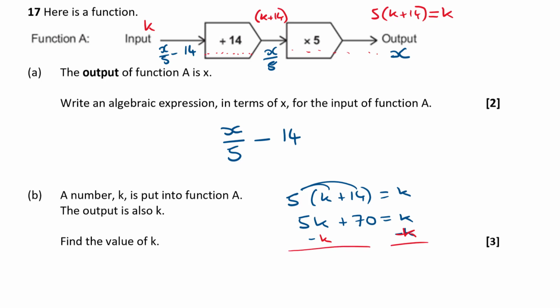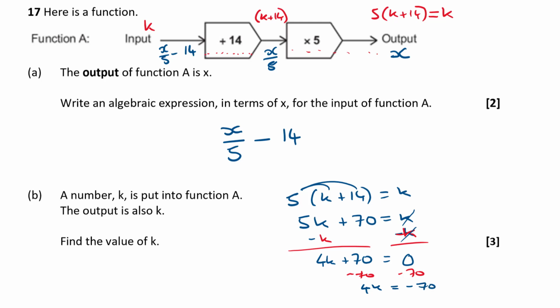So that's going to cancel, leave me with 0. So I'm going to have 5k minus k, that's 4k. So 4k plus 70 is equal to 0. Subtracting 70 from both sides, I'm going to get 4k is negative 70.